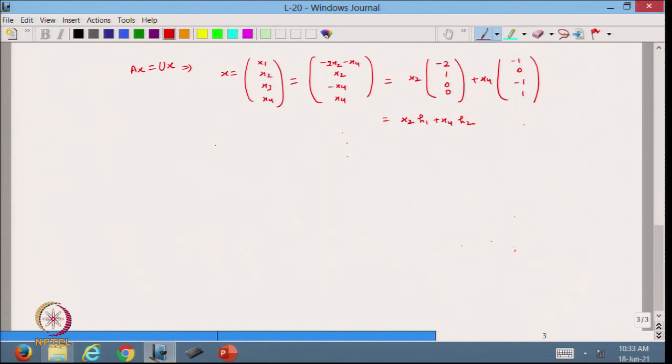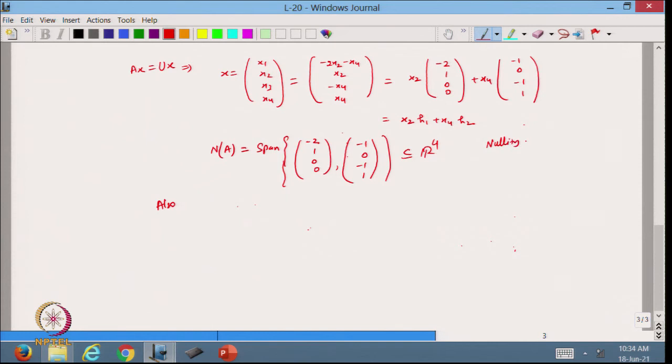Now, from here I can say that the null space of A is spanned by (-2, 1, 0, 0) and (-1, 0, -1, 1). So, this is my null space, and you can see from here that these are from R4 and are linearly independent. So, I can also write that the nullity is 2.